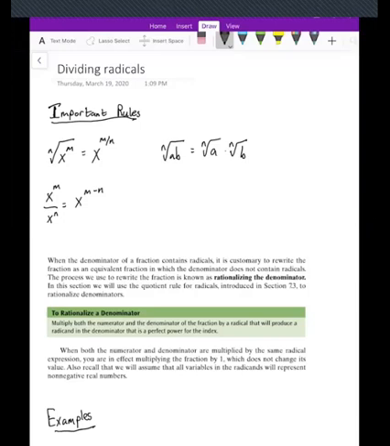Okay, guys, welcome. Today we're going to talk about dividing radicals. The last thing that we talked about was multiplying radical expressions. So now we're going to talk about how we can apply that to dividing radicals.